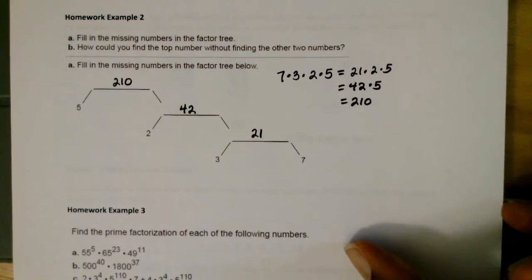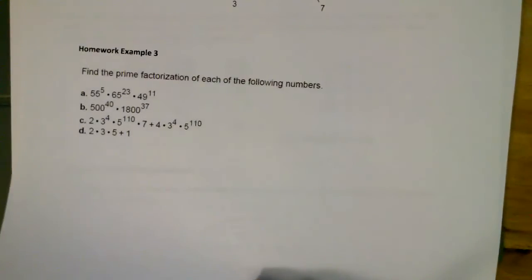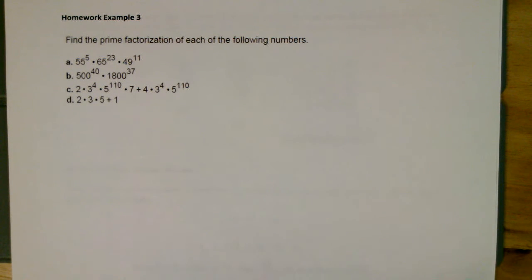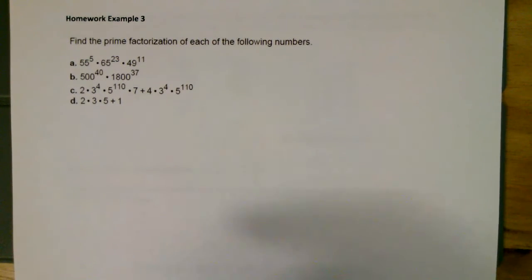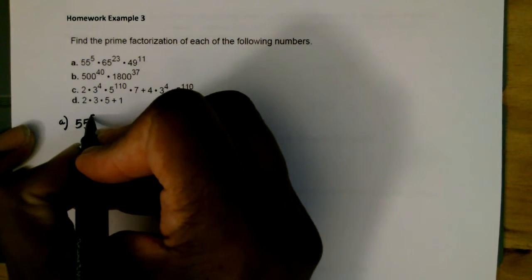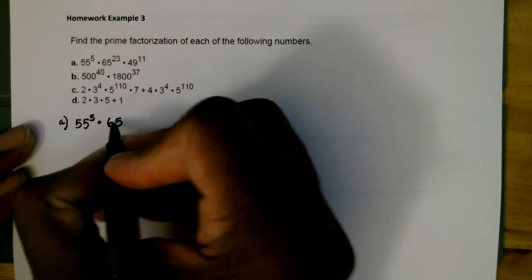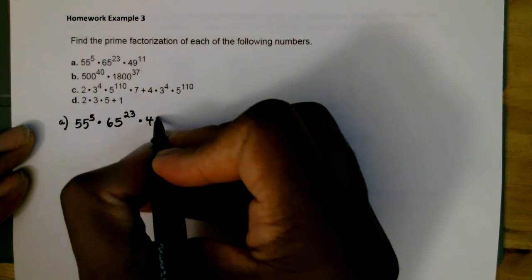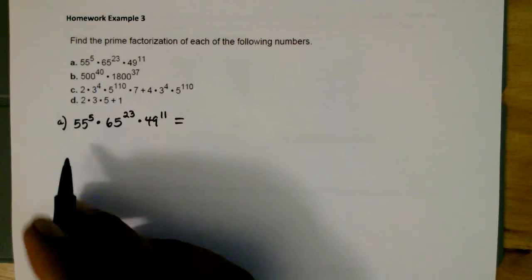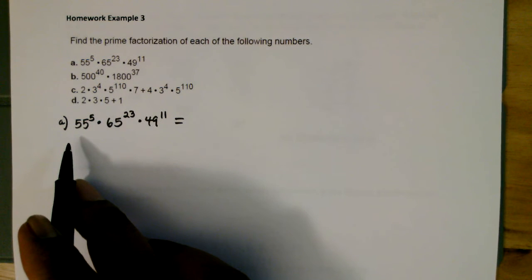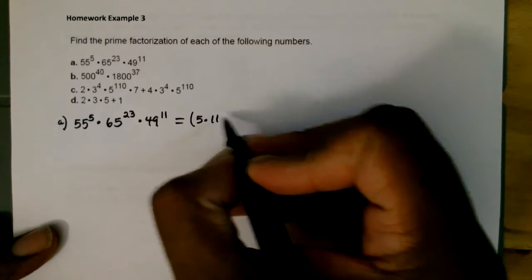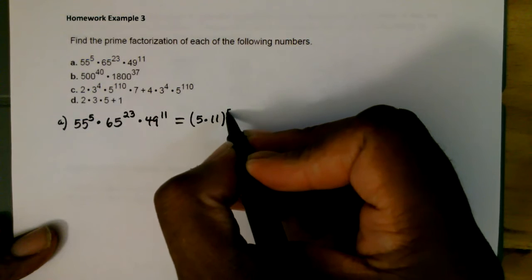All right, here's another homework example. Let's say I want to find the prime factorization of each of the following numbers. Like in this case here, let's start with part A. 55 to the 5th times 65 to the 23rd times 49 to the 11th. All right, I'm going to break 55 up as a product of prime numbers. That's 5 times 11. 5 is prime and 11 is prime, so that'd be 5 times 11 raised to the 5th power.